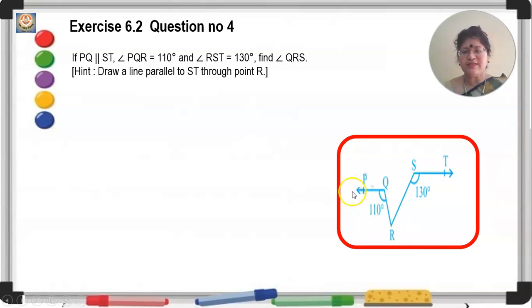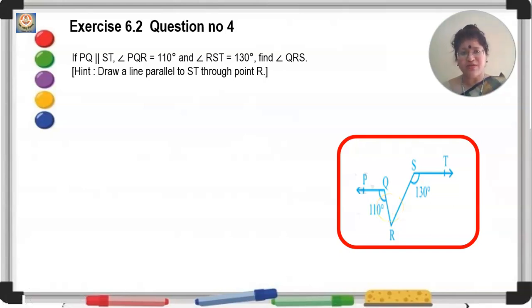Now it is given that PQ and ST are parallel to each other, with angle PQR is 110 degree and angle RST is 130 degree. You have to find out the measure of this angle QRS. Students, nothing else is given in this question.